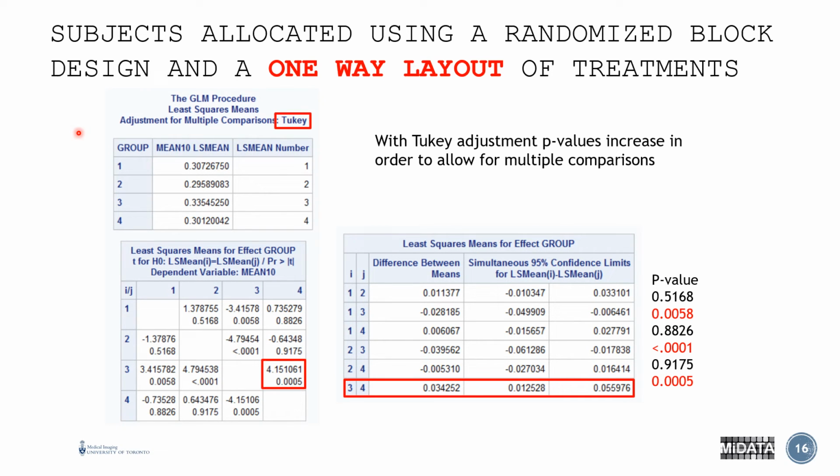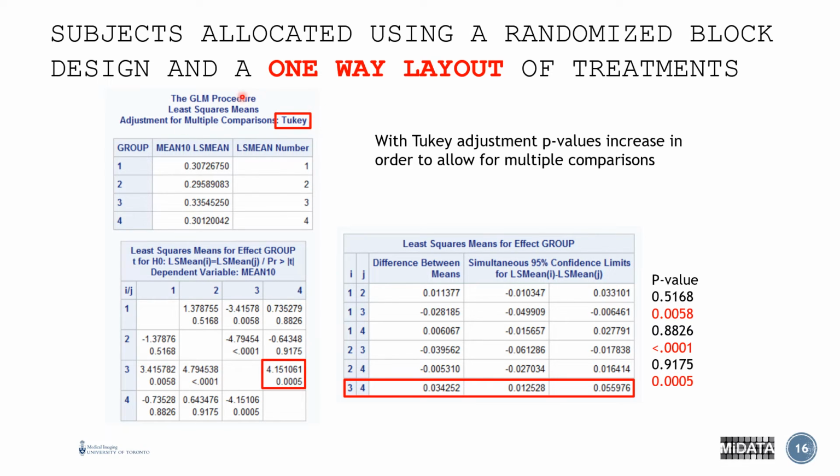So if we're having a look at all of these various pairwise comparisons between the levels of our group variable, I'm sure you've all heard of this problem of multiple comparisons: the more comparisons you're doing, the higher the probability you could find a significant difference just by chance alone. And so in order to avoid that, we do what's called a Tukey adjustment to the p-value in order to account for those multiple comparisons.